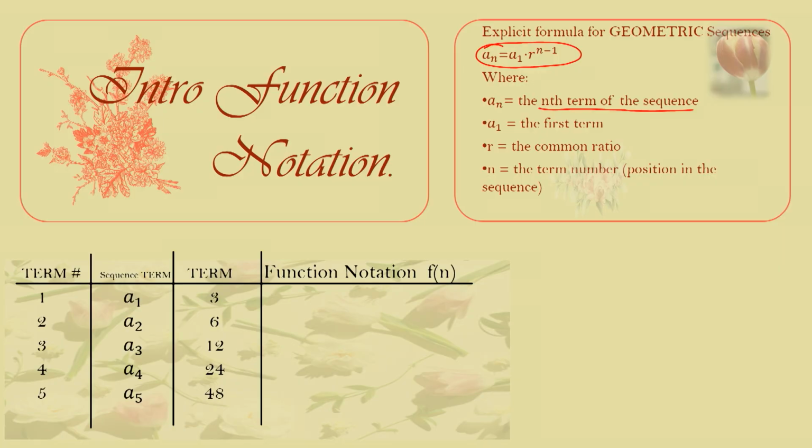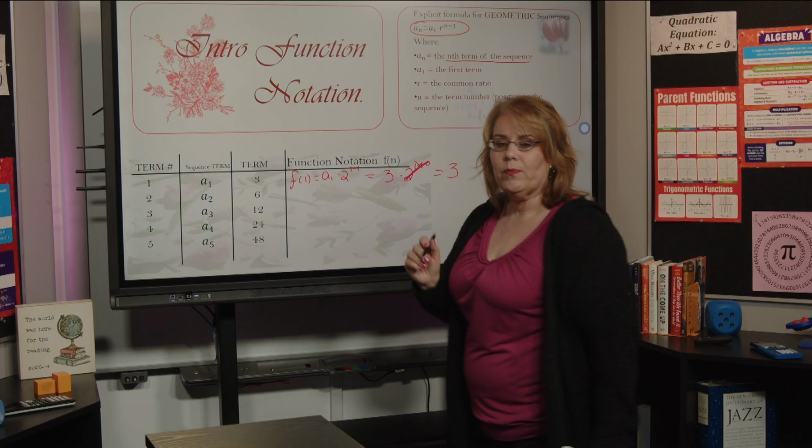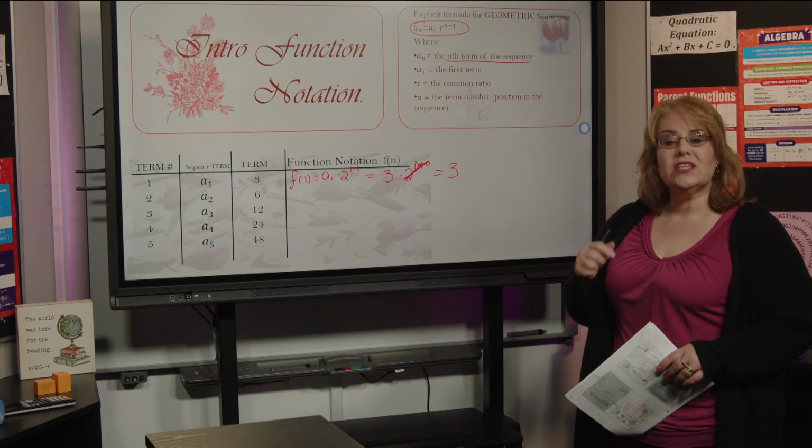Here we go. So I'm going to write this as f of 1 equals a sub 1 times 2 to the 1 minus 1. And that equals, my first term was 3, times 2 to the 1 minus 1. Well, 1 minus 1 is what? That is 0. Anything to the 0 power is going to be 1. So I'm left with it equaling 3. That's how we look at that function notation.